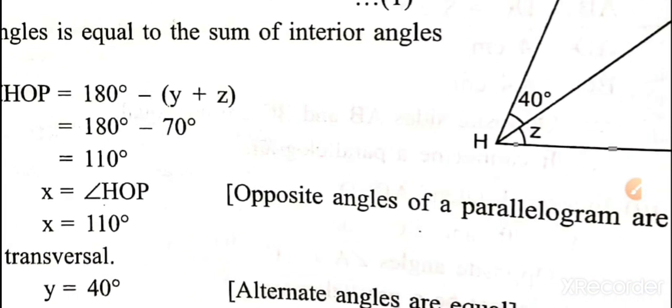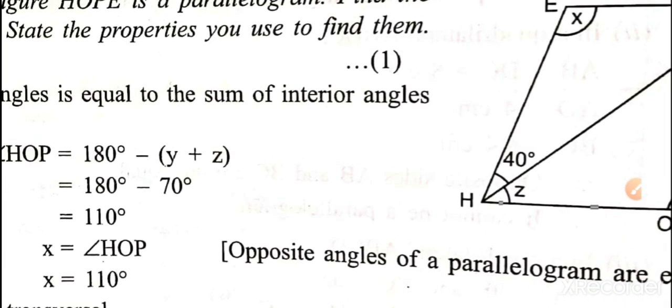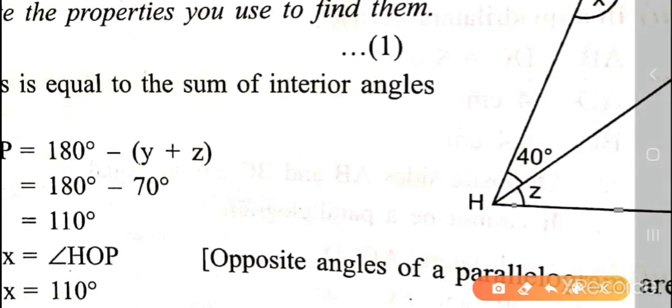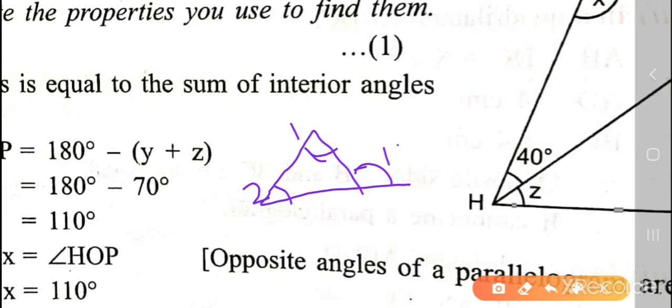Children, before we start this problem, let me recall the properties which you have studied in your 7th standard. For a triangle, the exterior angle is equal to the sum of the interior opposite angles. This you have learned in your 7th standard. Angle 1 plus angle 2 will be equal to this exterior angle.